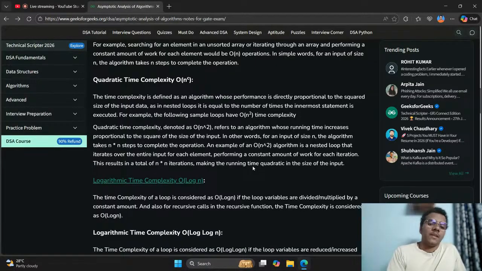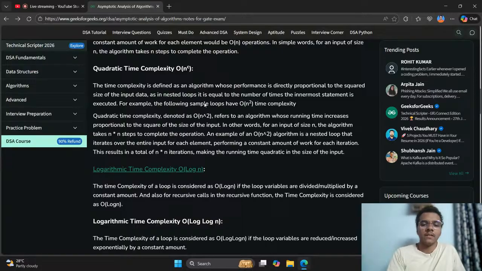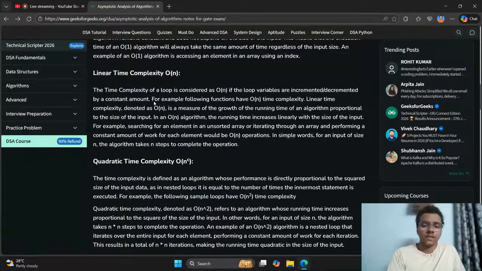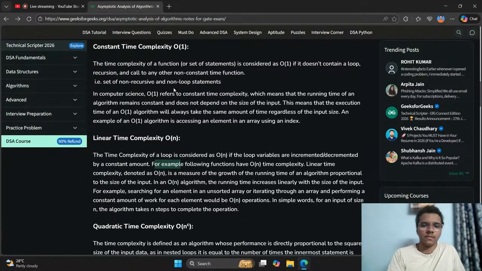Quadratic time complexity, O of n power c. The time complexity is defined as an algorithm whose performance is directly proportional to the square of the input size. As in nested loops, it is equal to the number of times the innermost statement is executed. For example, the following sample loops have O of n square time complexity. The loops are not given, and here also something is missing.